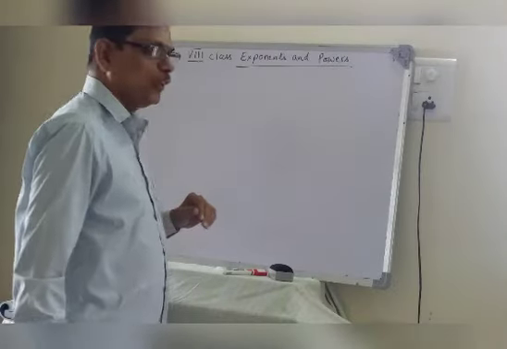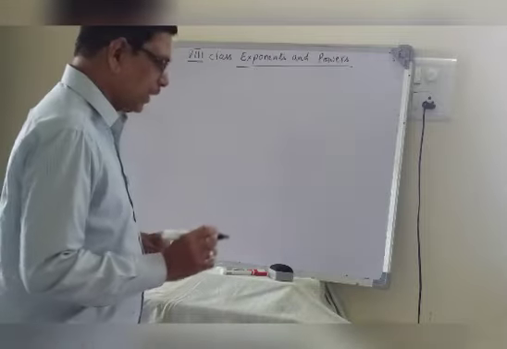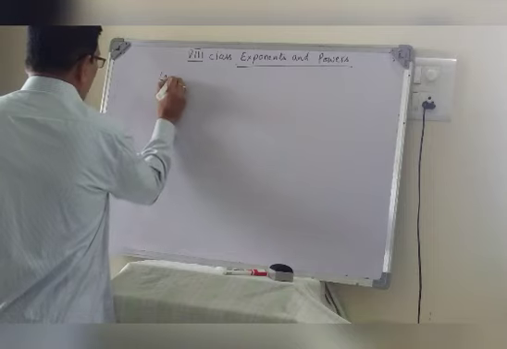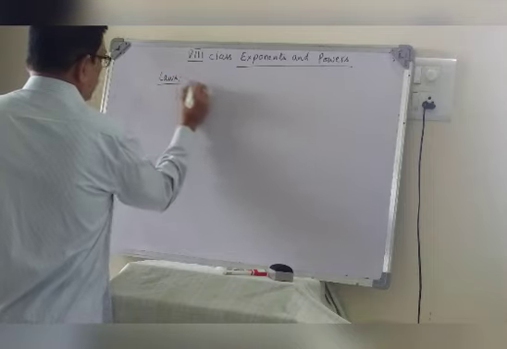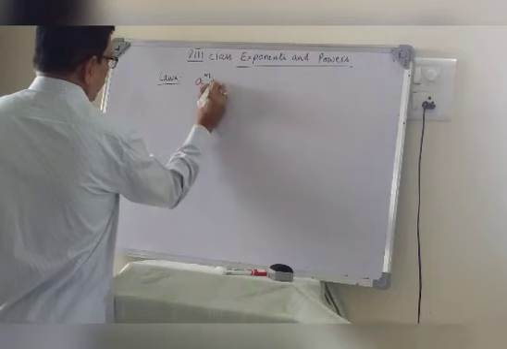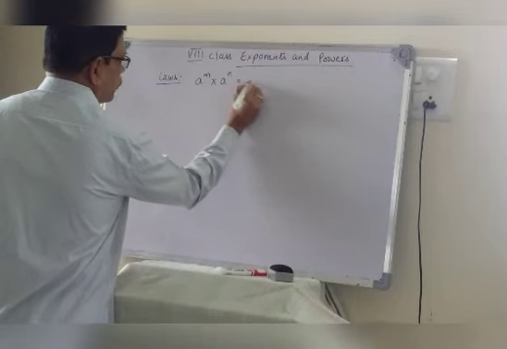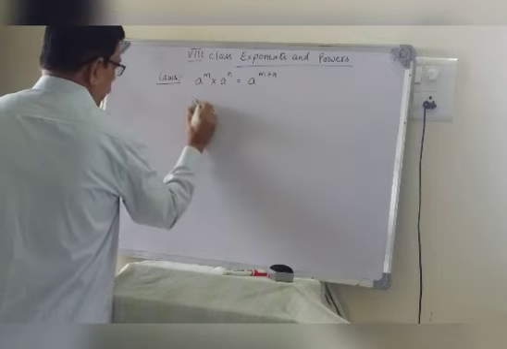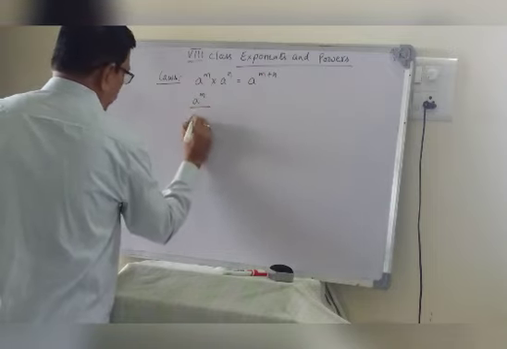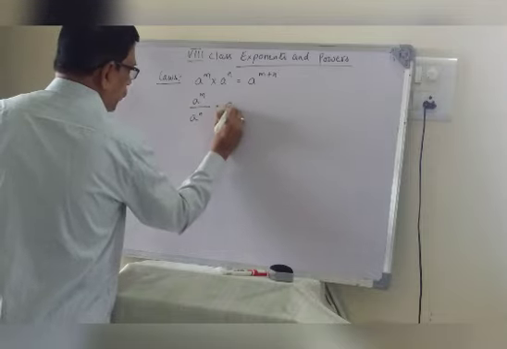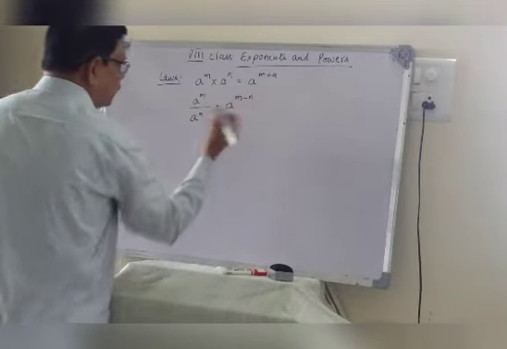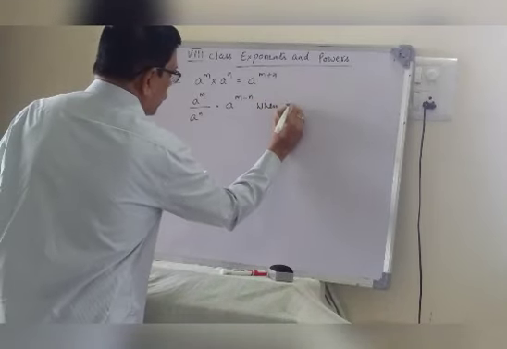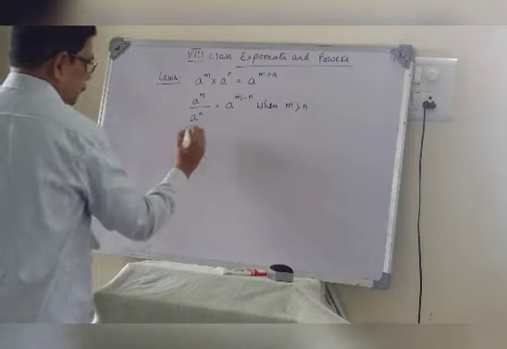Okay, we continue the exponents and powers. Again, we recollect the laws of exponents and powers. a to the power of m into a to the power of n is equal to a to the power of m plus n. a to the power of m by a to the power of n is equal to a to the power of m minus n, when m is greater than n.